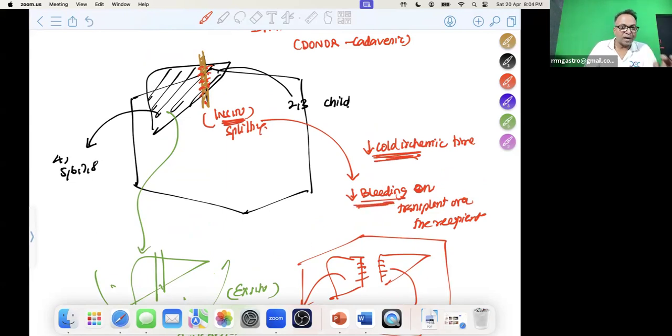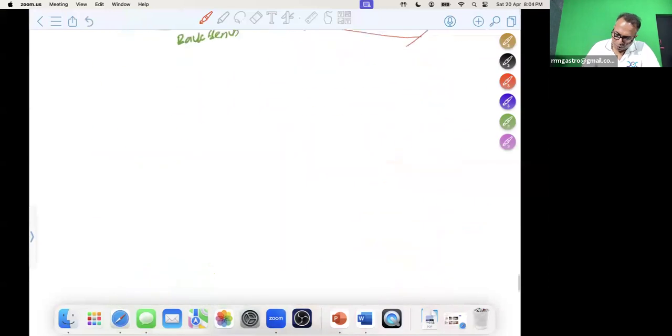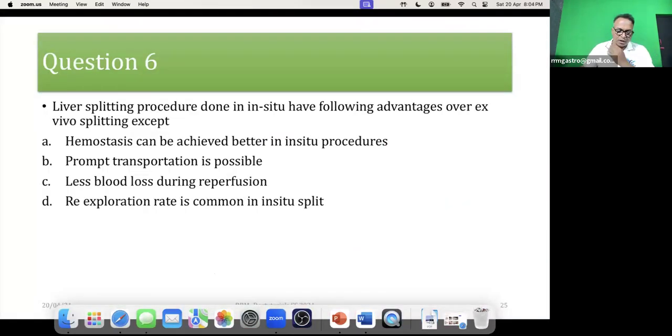So in situ, what is the advantage? Decreased cold ischemic time, decreased bleeding on transplant to the recipient. So don't forget this point. This is a very important, simple question. So you can see the answer now.